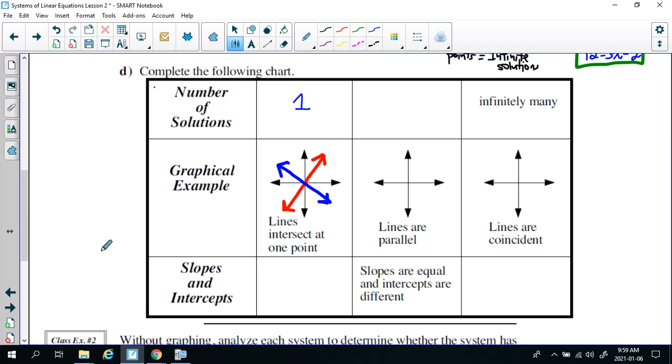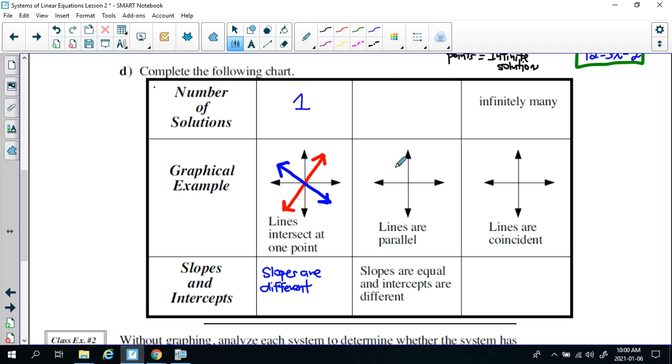Okay, so what I'll say here is these slopes are different. Okay, so that's going to be a way we know that we only have one intersection point. If we have two lines and they have different slopes, they will have one intersection point, and we could actually know that without even graphing.